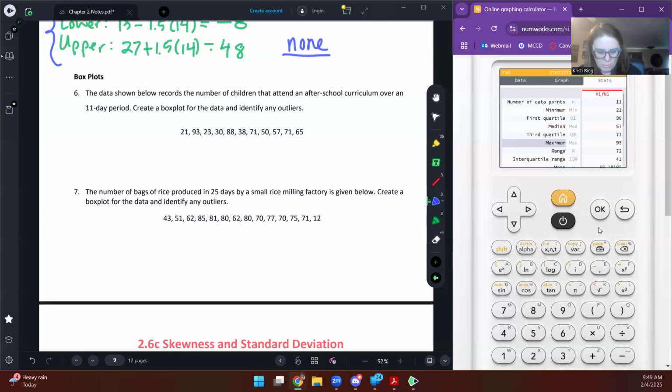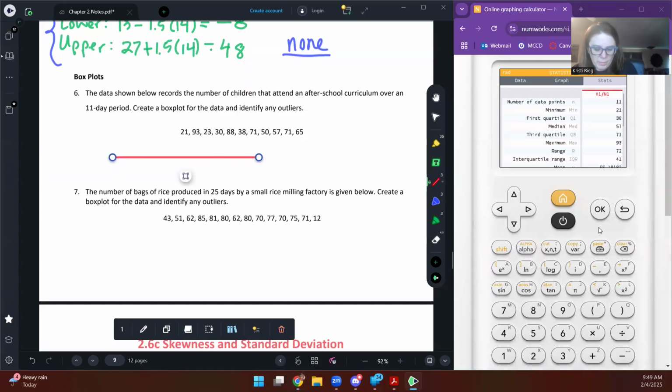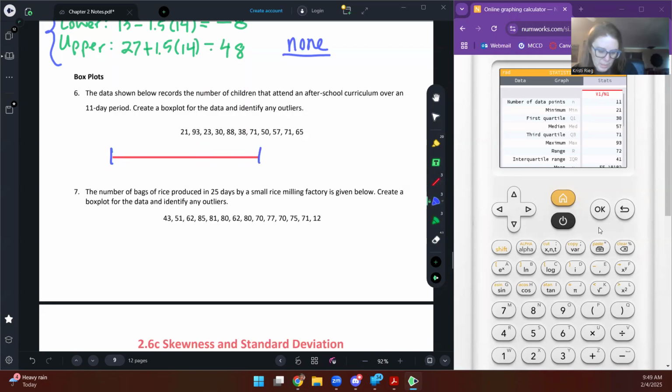Interquartile range. Okay, all that good stuff. Now, if I want a picture, if I want a box plot, because that is ultimately the goal, I want to draw a box plot of this. So that means I need the minimum, the maximum, the middle, Q1, Q3. It's going to look like this.